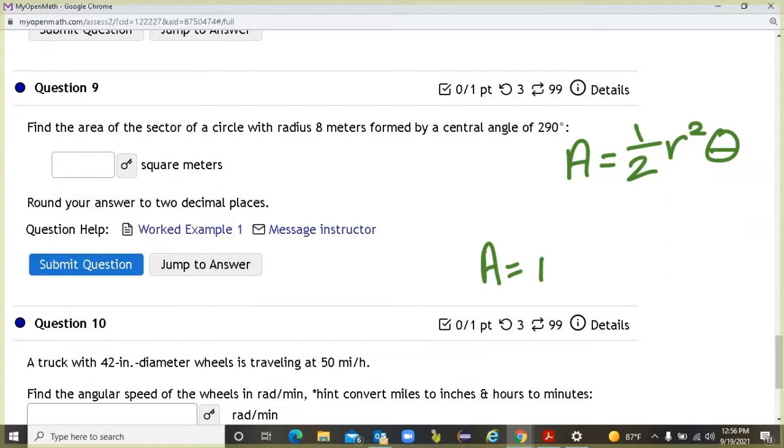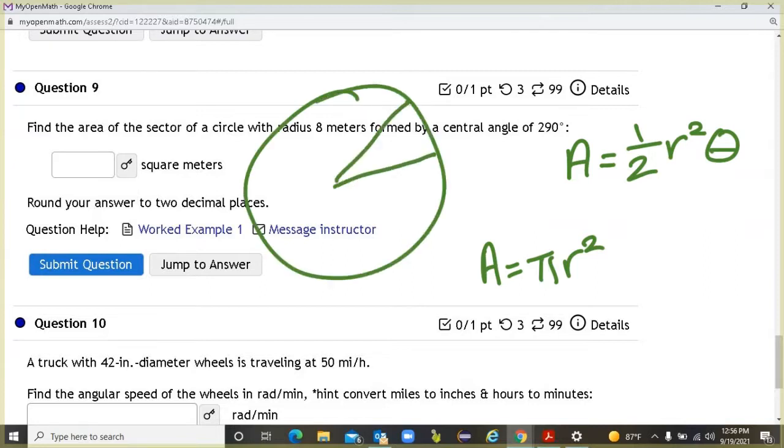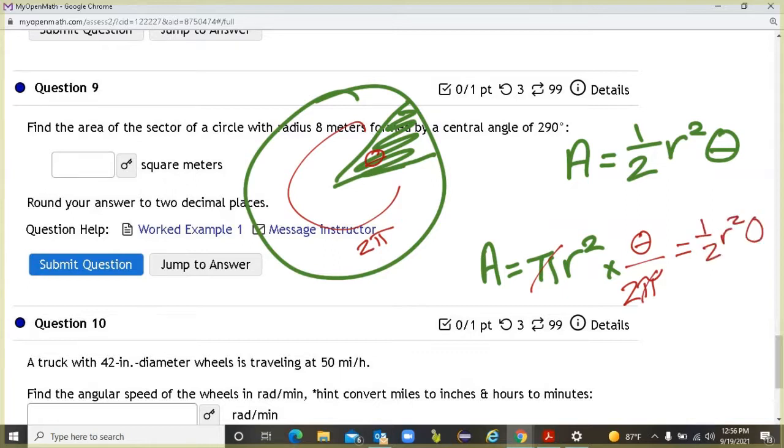The area of a circle, everybody knows and loves to be pi r squared. But we don't want the whole circle, right? We want a piece of the circle. So this would give me the entire circle, and I just want a fraction of it. What fraction of the circle do I want? Well, this is theta. The whole thing is 2 pi. So the fraction of the circle I want is theta over 2 pi. Notice what happens here. The pi's cancel, and you get 1/2 r squared theta. So that's where that formula comes from. This is how we're going to find the formula for our sector of a circle.